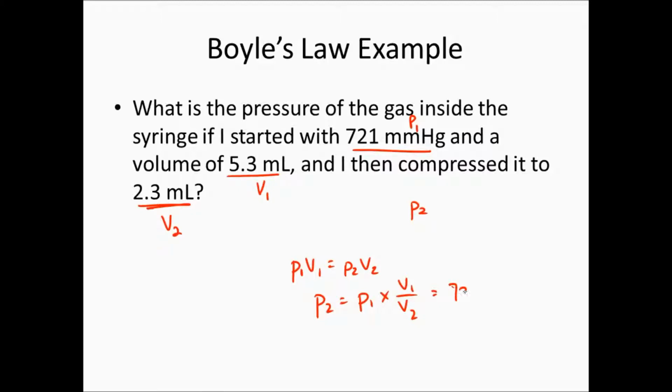P1 is 721 millimeters of mercury. V1 is 5.3 milliliters, and V2 is 2.3 milliliters. And if I go through this, I find, and I note that my P2 must have the same units as P1 because of how the units cancel out. The answer is 1.7 times 10 to the 3 millimeters of mercury.